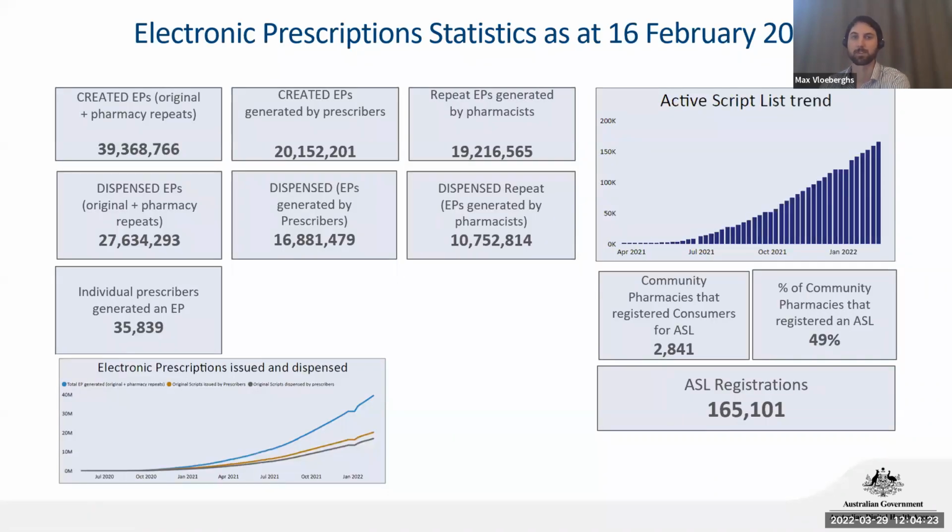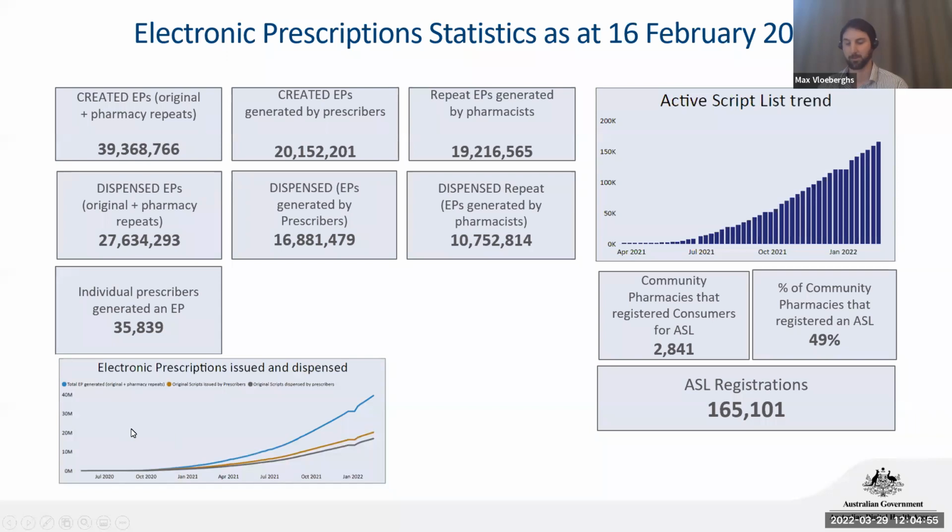So let's have a look at some statistics here. These are some stats from February this year. As we can see in the top left here, we have close to 40 million electronic prescriptions that have been generated. And in terms of prescribers that have generated an electronic prescription, we have over 35,000 prescribers. So that includes GPs as well as nurse practitioners.